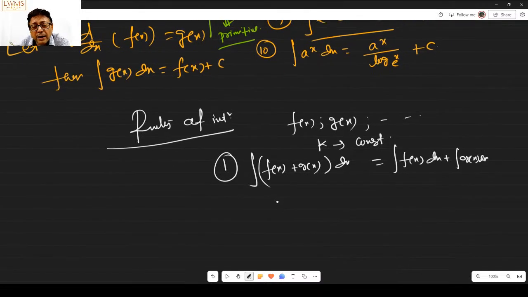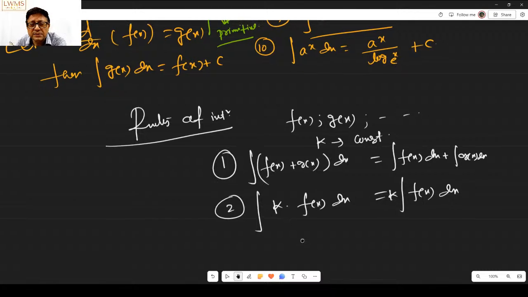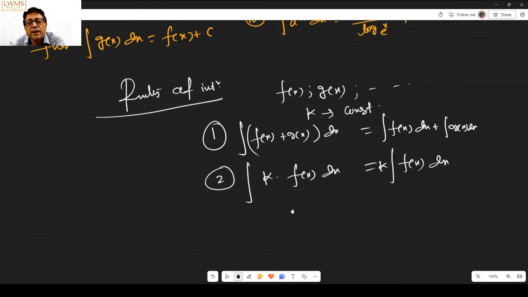Then integration of a constant into f(x) will be k into integration of f(x) dx. You integrate and then put plus c. Okay. So let us write the generalized result of what you got here.